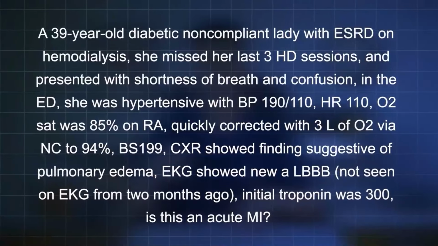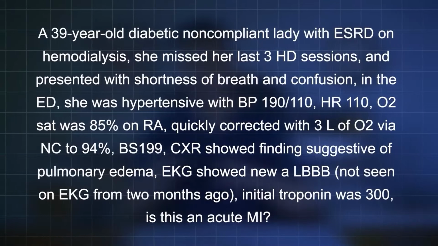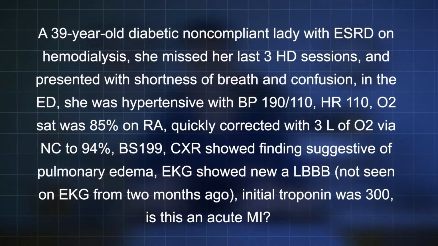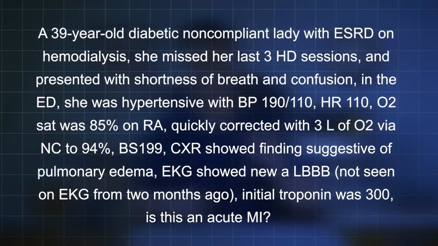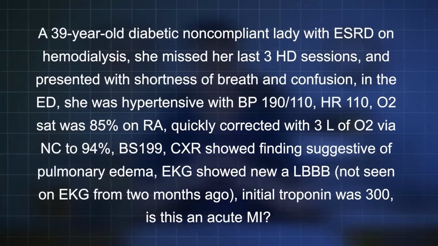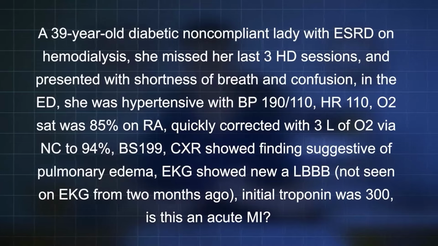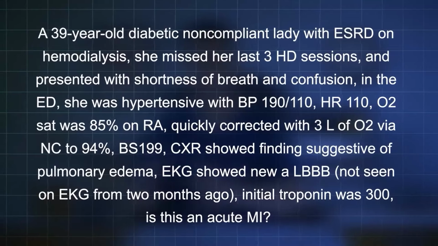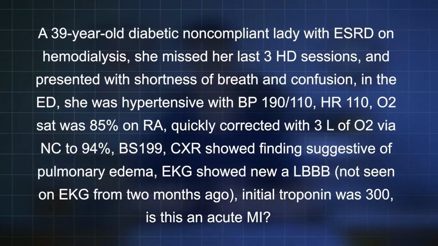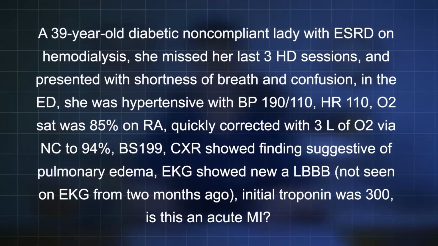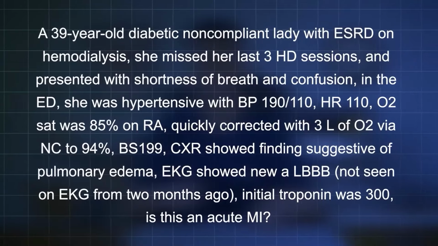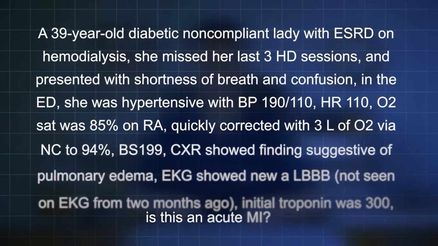A 39-year-old diabetic, non-compliant lady with end-stage renal disease on hemodialysis. She missed her last 3 hemodialysis sessions and presented with shortness of breath and confusion. In the ED, she was hypertensive with blood pressure of 190 over 110, heart rate 110. O2 sat was 85% on room air, quickly corrected with 3 liters of O2 via nasal cannula to 94%. Blood sugar was 199. Chest X-ray showed findings suggestive of pulmonary edema. EKG showed new left bundle branch block not seen on the EKG from 2 months ago. Initial troponin was 300. Is this an acute MI or not?